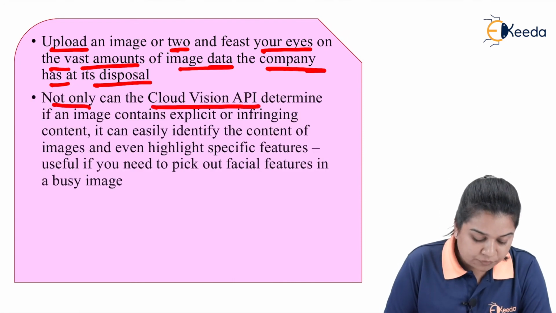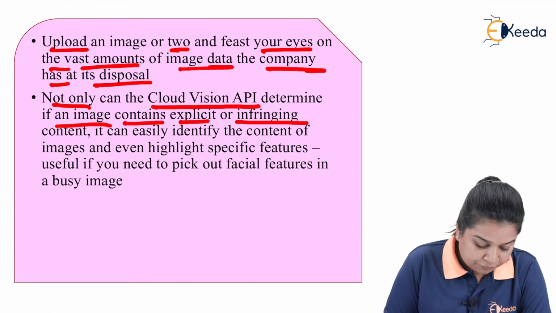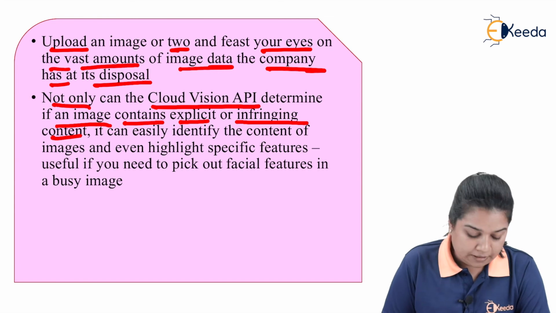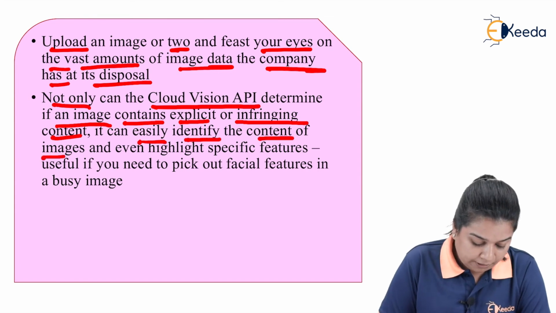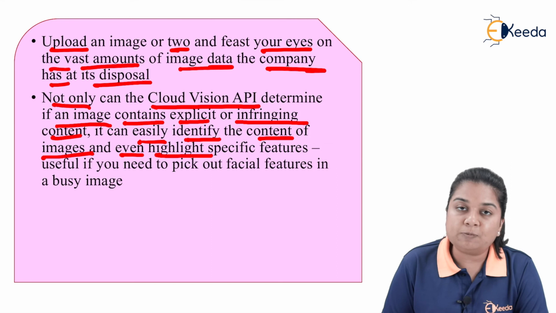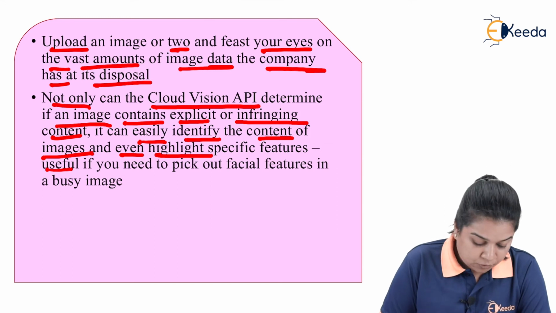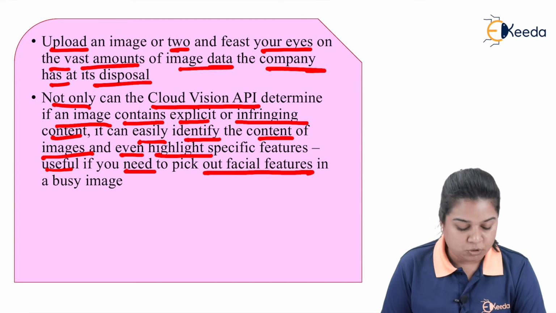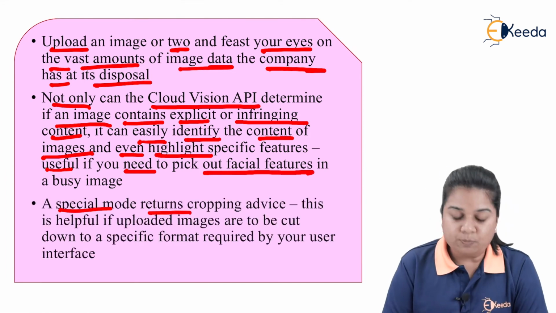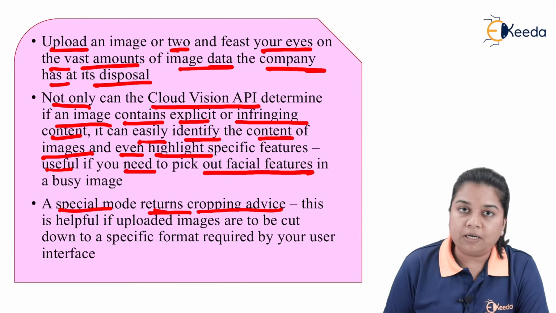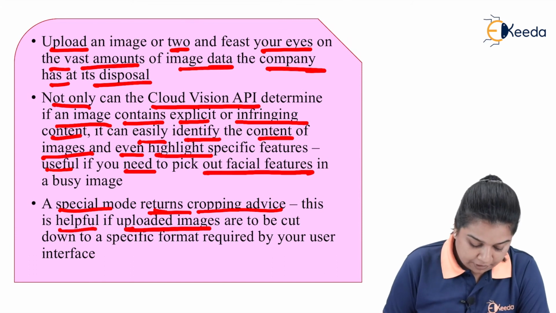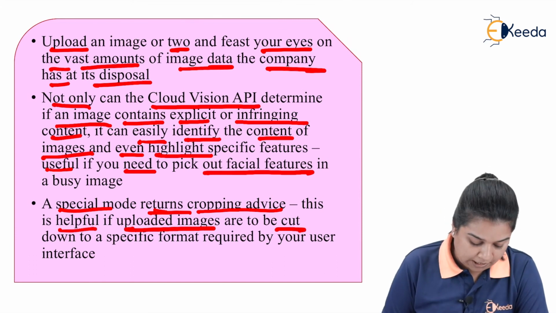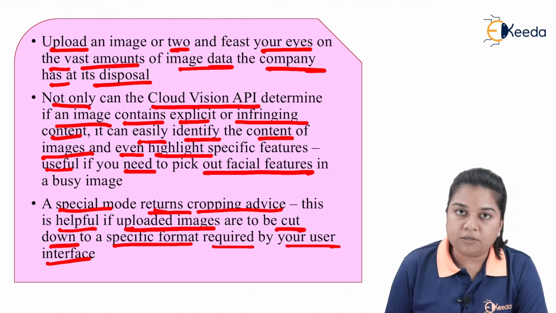Not only can the Cloud Vision API determine if an image contains explicit or infringing content, it can easily identify the content of images and even highlight specific features. Useful if you need to pick out facial features in a busy image. Our special mode returns cropping advice. This is helpful if uploaded images are to be cut down to a specific format required by the user interface.